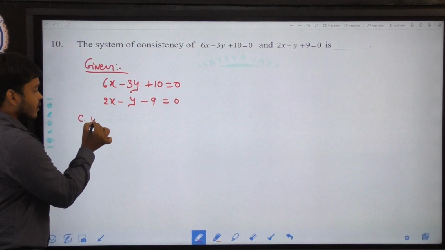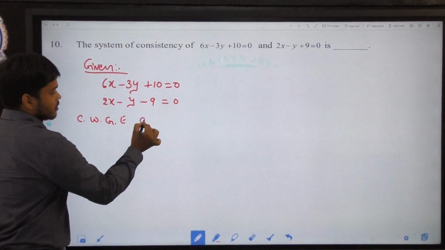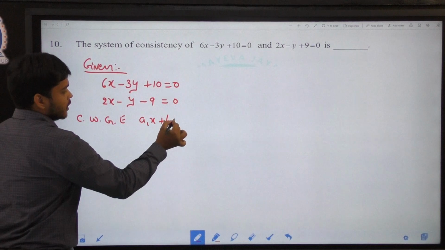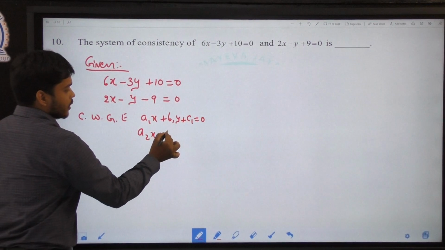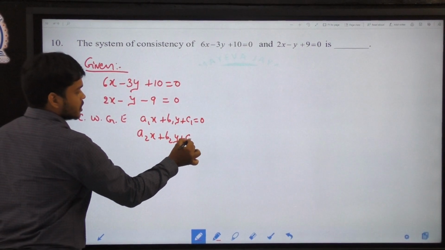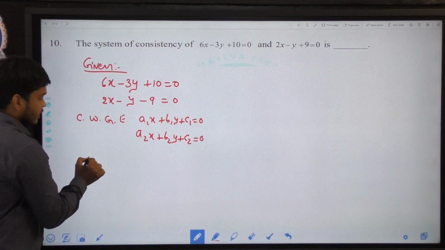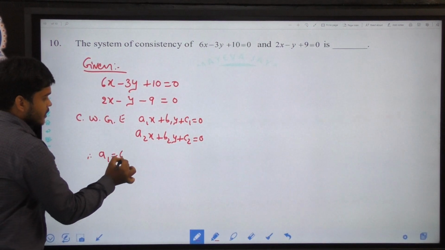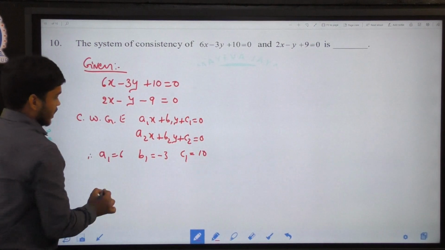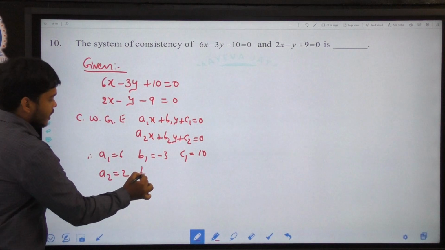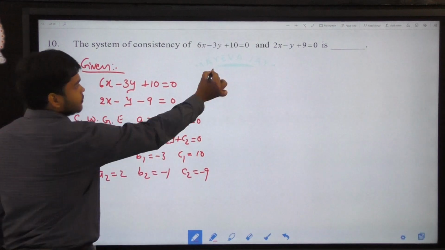Comparing with the general equations. What are the general equations? a1x plus b1y plus c1 equals 0 and a2x plus b2y plus c2 equals 0. Compare these two equations with the general equations and write the coefficients. a1 is 6, b1 is minus 3, and c1 is 10, and a2 is 2, b2 is minus 1, and c2 is minus 9.